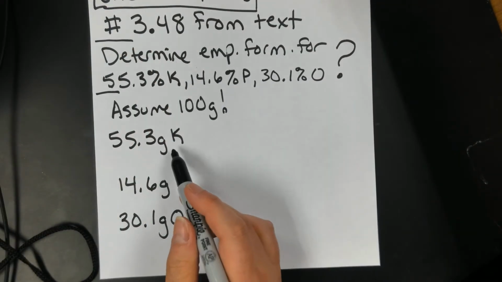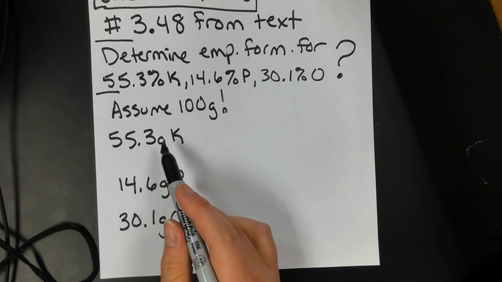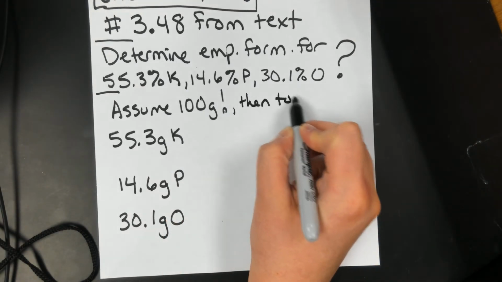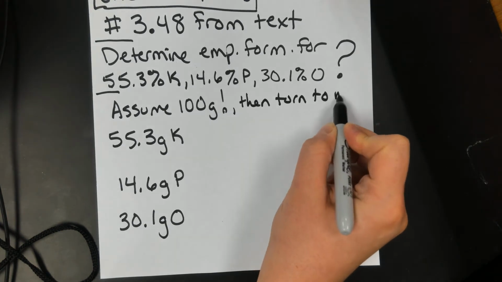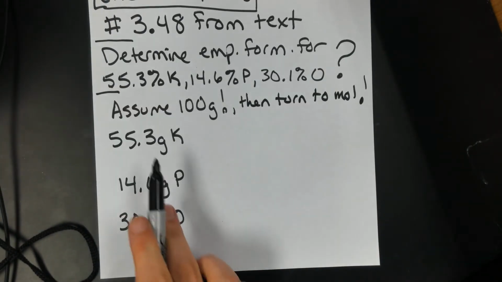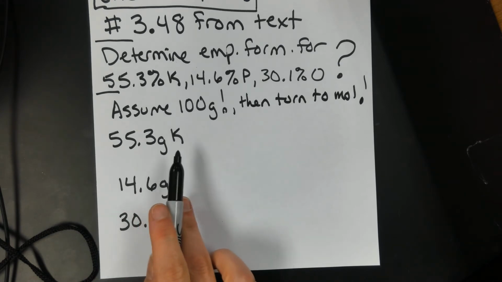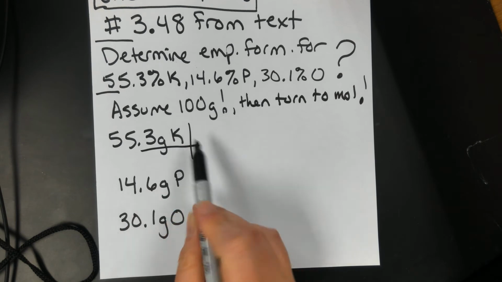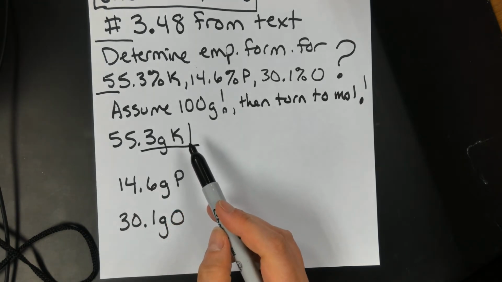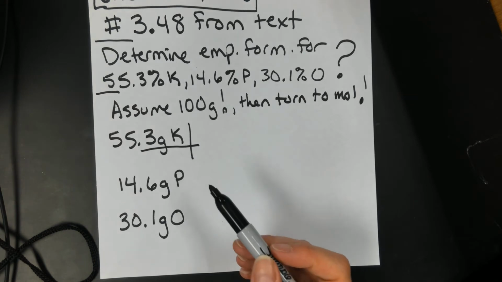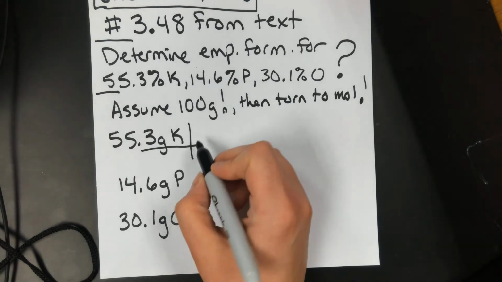So what you need to do is have a periodic table handy. You assume 100 grams, then turn to moles. So we assumed 100 grams, and now I'm going to turn each of these into moles. How do you turn a gram to a mole? Use the molar mass. So I look at a periodic table, and I see that potassium has a molar mass of 39.098.